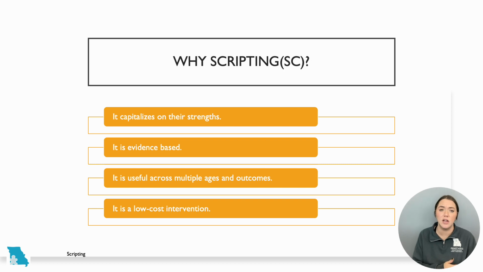It is useful across multiple different ages and outcomes. Scripting can work with a 5-year-old and it can also work with an 18-year-old. So you might need to tweak the script itself to accommodate that learner at whatever age they are at. You wouldn't want to give an 18-year-old a script that would be useful for a 5-year-old because they run in different social settings and they might have different communication abilities.